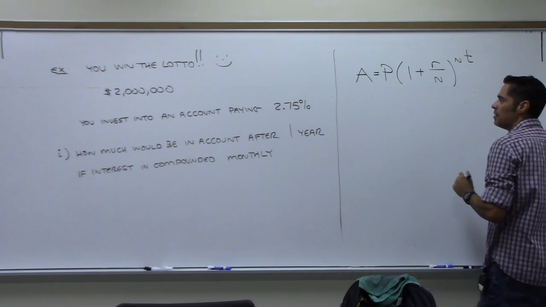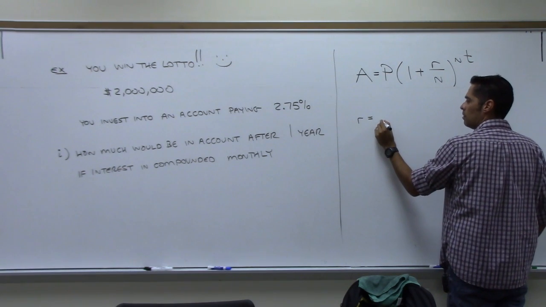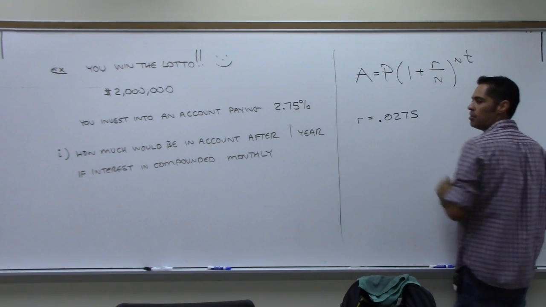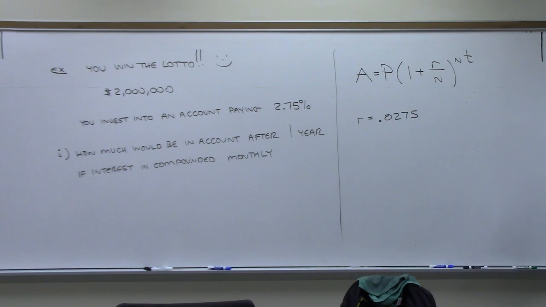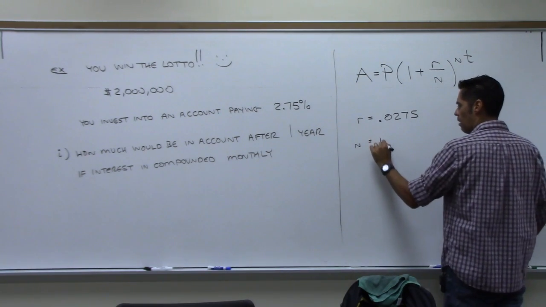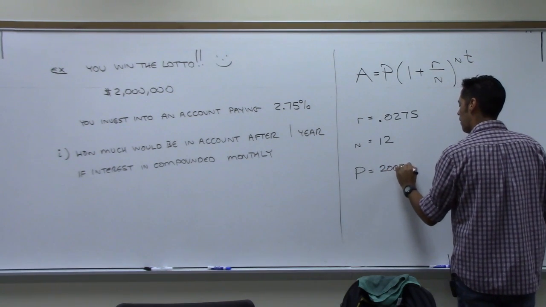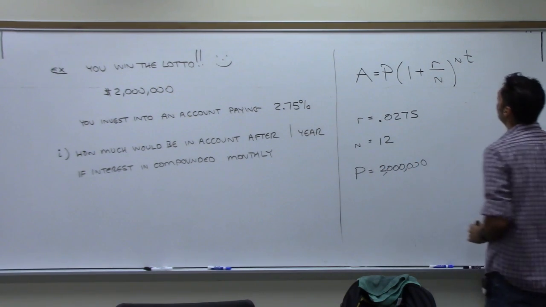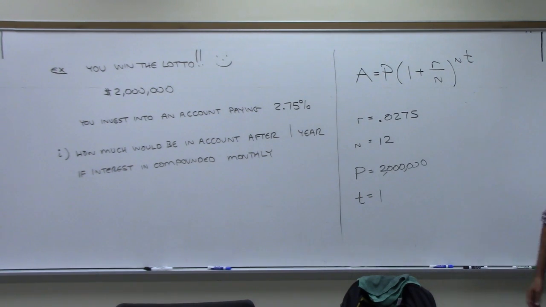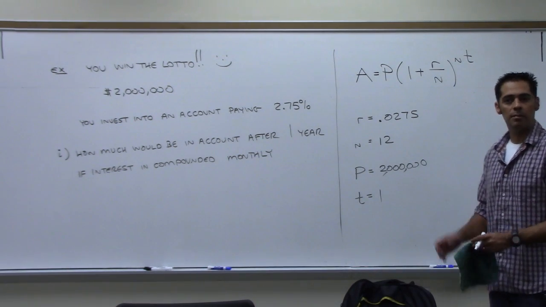Let's identify some things here. What's R going to be for us? 0.0275. So don't forget to convert it to a decimal. What's N going to be? 12. What's P? 2 million. And what about T? 1. 1 year. And that's it. Now it's just really a calculator problem.